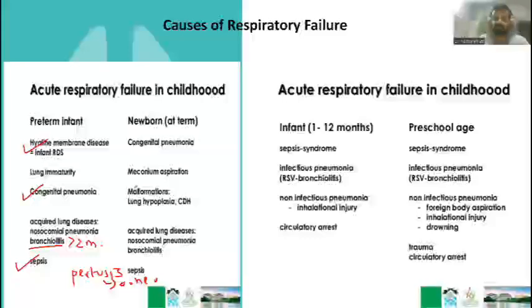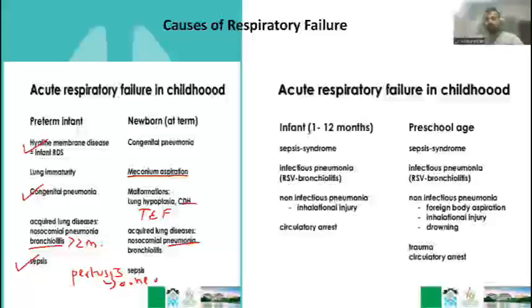In newborn, if the child is full term, meconium aspiration is commonly seen, and there may be malformations like congenital diaphragmatic hernia or tracheoesophageal fistula, which causes excessive frothing, and if that frothing is not cleared out, it goes into the lung to cause aspiration pneumonitis. Now, there might be again nosocomial pneumonia and sepsis.